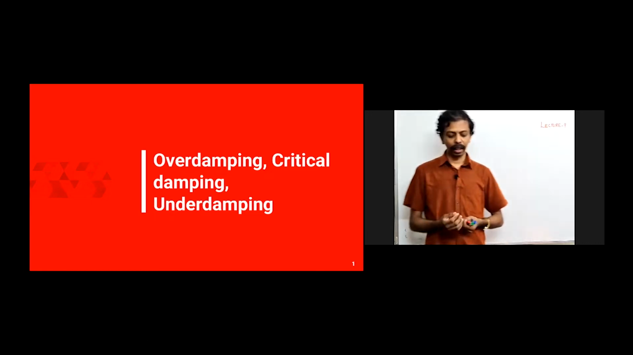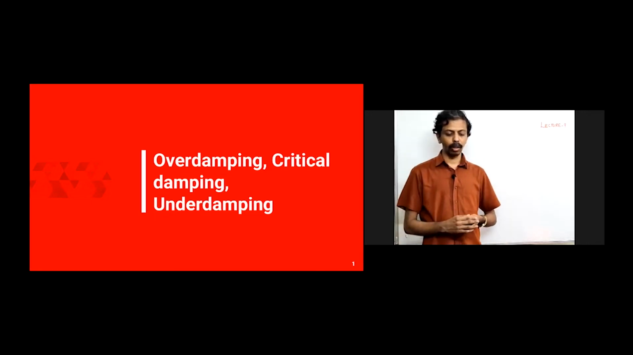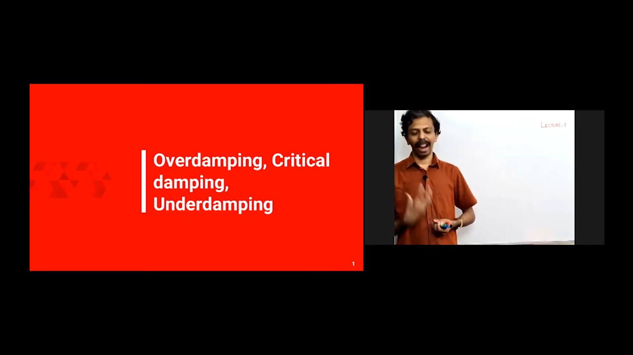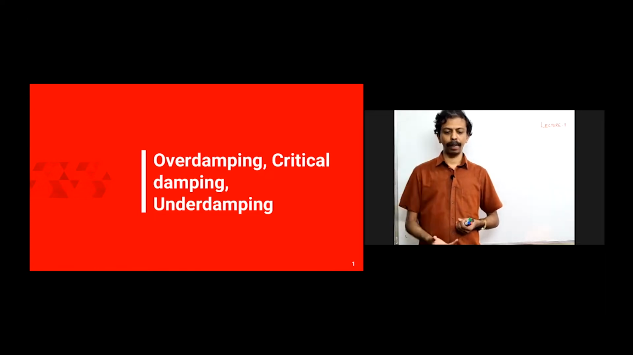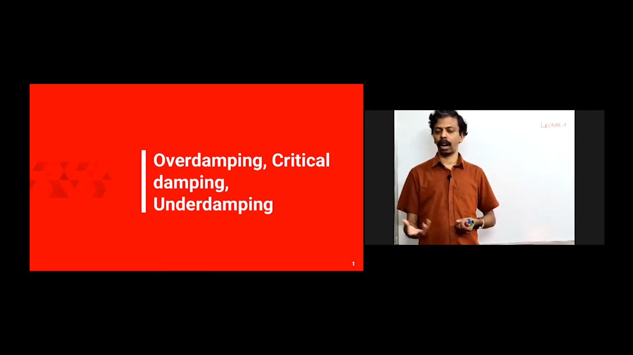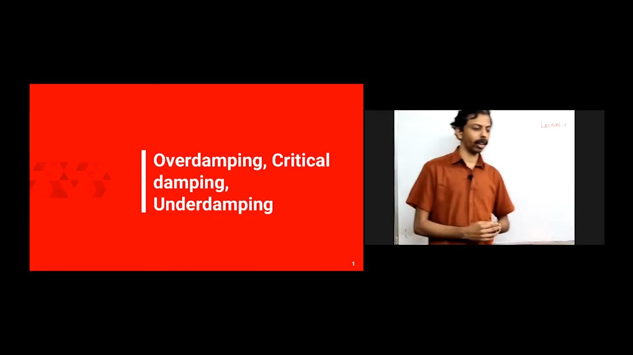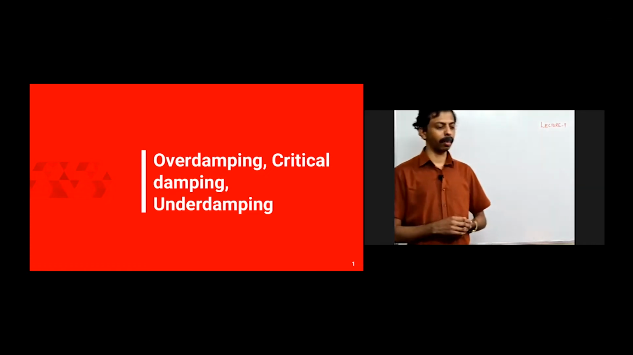In that case, you will be developing a differential equation, and from that differential equation you need to understand whether you are going to get overdamping, critical damping, or underdamping. Depending on that, you can change your load, the payload, or you can change the spring constant or the spring material, or whatever corresponding materials you want to change. Okay, so that's why this is important.